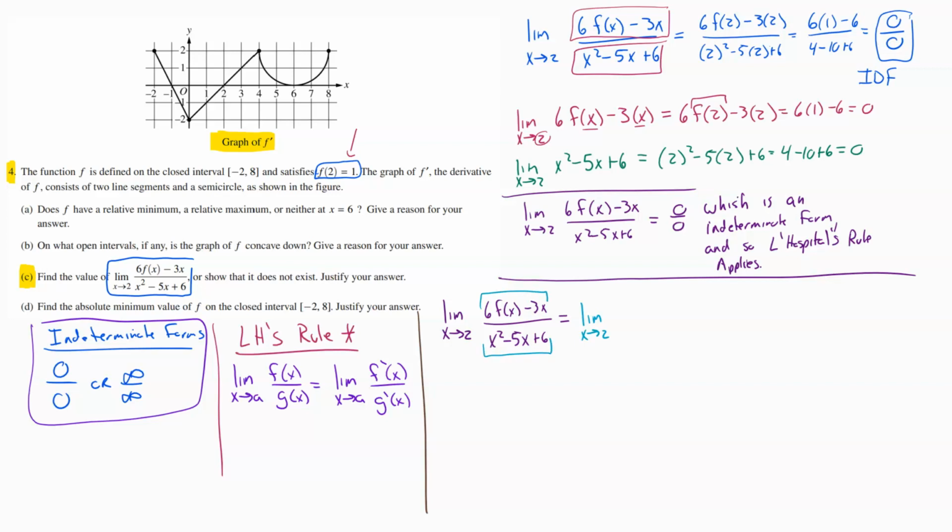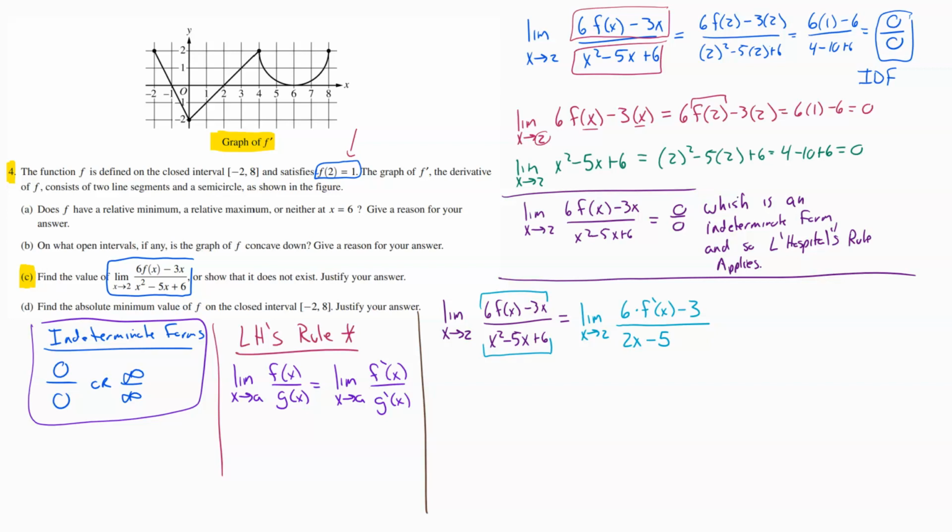So on the top, I would get 6, and the derivative of f of x, that would just be a notation game. That would be f prime of x. Then the derivative of negative 3x would just be negative 3 following our power rule. On the bottom, we just have a big power rule that we're looking at. So the derivative of x squared would be 2x. The derivative of negative 5x would be negative 5. And then the 6 goes away.